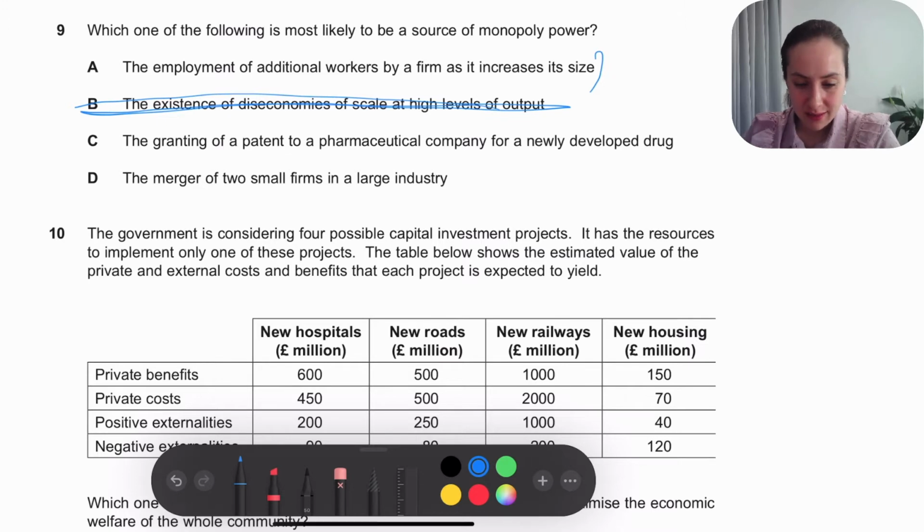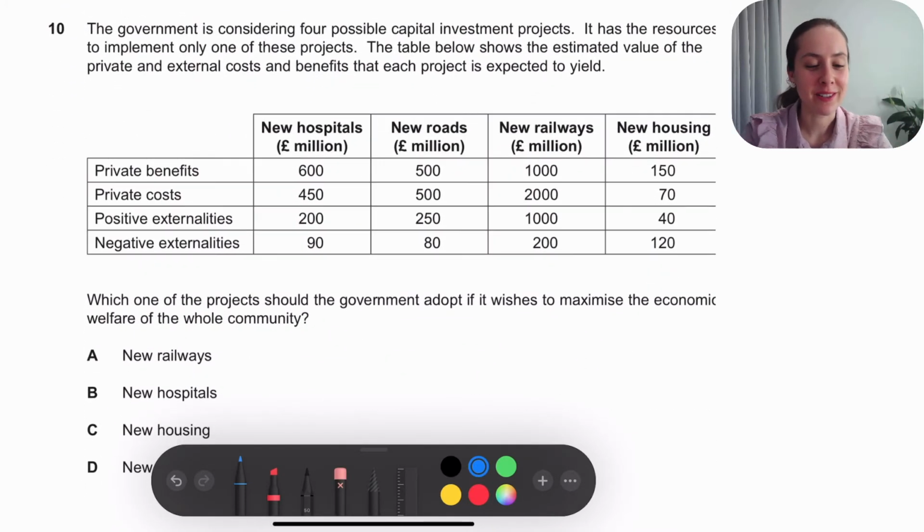Granting of a patent for a newly developed drug. Yeah, if you have a patent, it means that you have the unique rights to produce that good. So nobody else can produce it, and that's a legal requirement. So that looks like a really good answer.